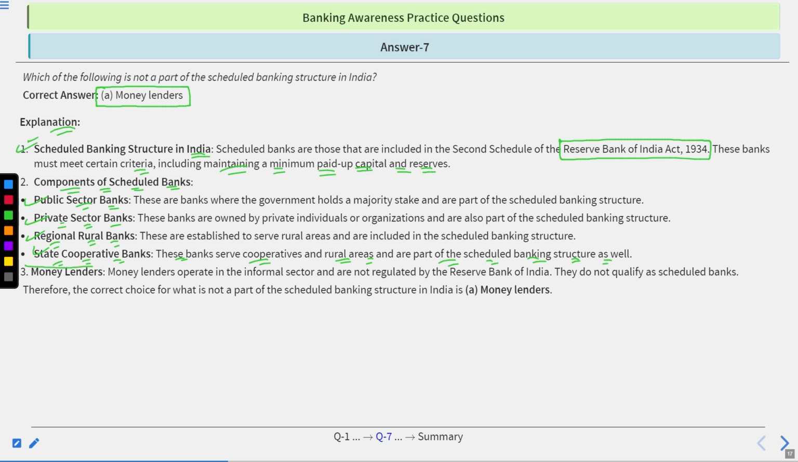Now, who are money lenders? Money lenders operate in the informal sector, not regulated by the Reserve Bank of India. They do not qualify as scheduled banks. Therefore, the correct choice for what is not a part of the scheduled banking structure is money lenders.